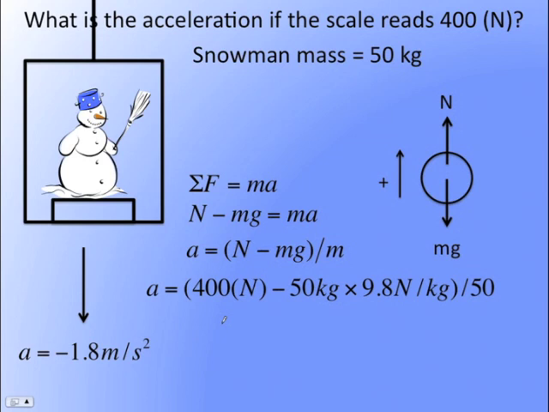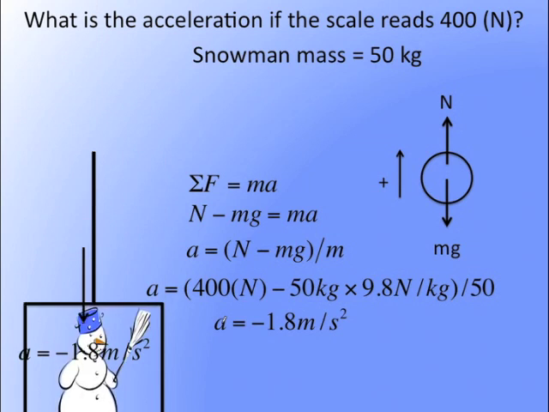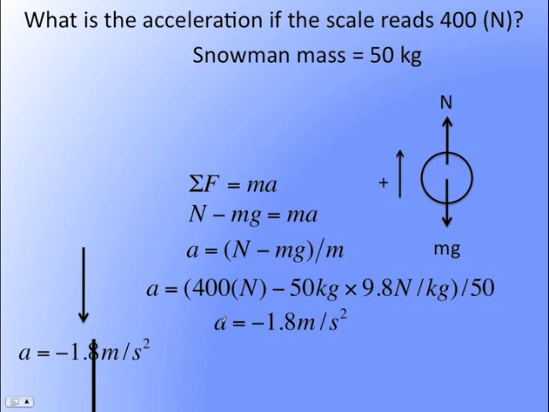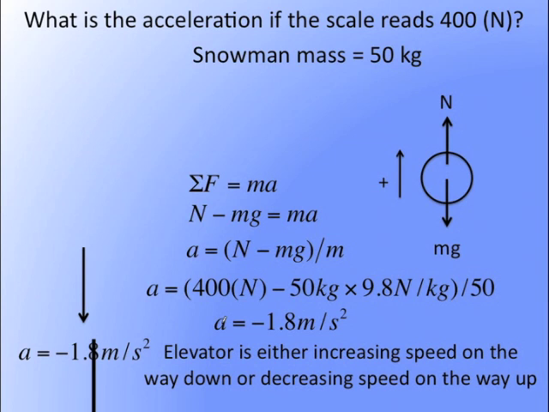And so putting in the given scale reading, which is less than his weight, so you might suspect a negative acceleration, or you might just see it's over there on the bottom left of the slide. We get an acceleration of negative 1.8 meters per second squared. And so he's either speeding up on the way down or slowing down on the way up. Would both work for that.